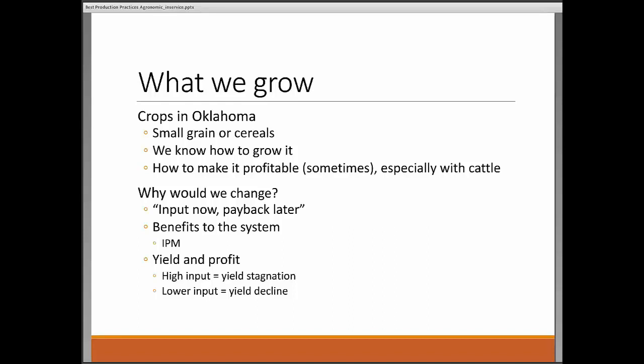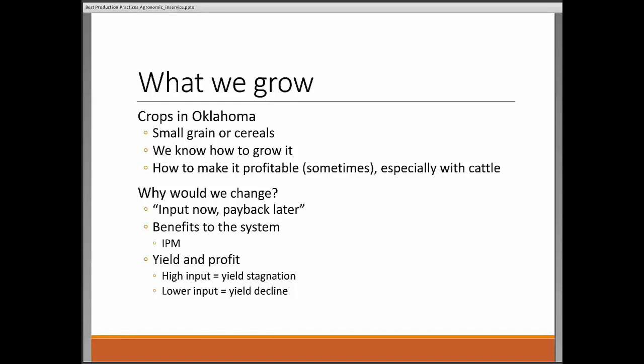I know how to grow wheat, I know how to make it work, and I know how to make it profitable. It goes back to something I said earlier, that what we're doing is providing inputs now to get a little bit of payback later. And that's why we have that consistency of crop rotation within our system. When we look at benefits to the system, one of the biggest benefits of crop rotation is IPM. Lynn talked a little bit about managing your weeds within a system. It's a lot easier to manage your weeds when you're rotating crops than if you're having one crop grown year in and year out.